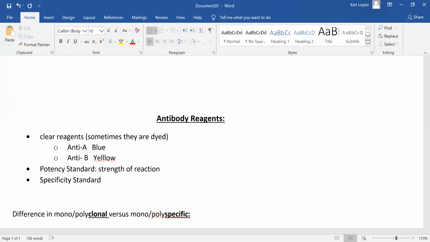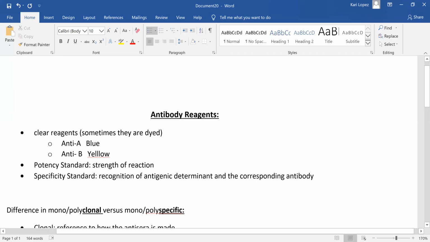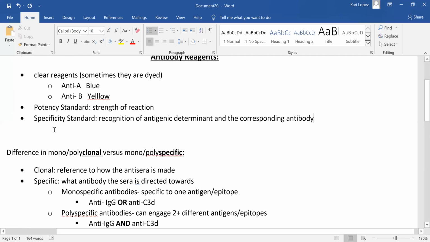It helps when we're talking about specificity to know what that's referring to. That is the recognition of antigenic determinant and the corresponding antibody. So when we're talking about specificity over here, it's going to be the recognition of the antigenic determinant and the corresponding antibody.